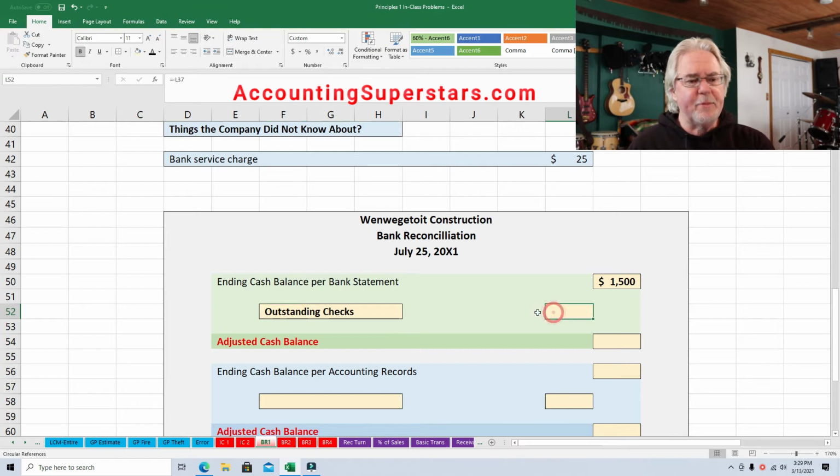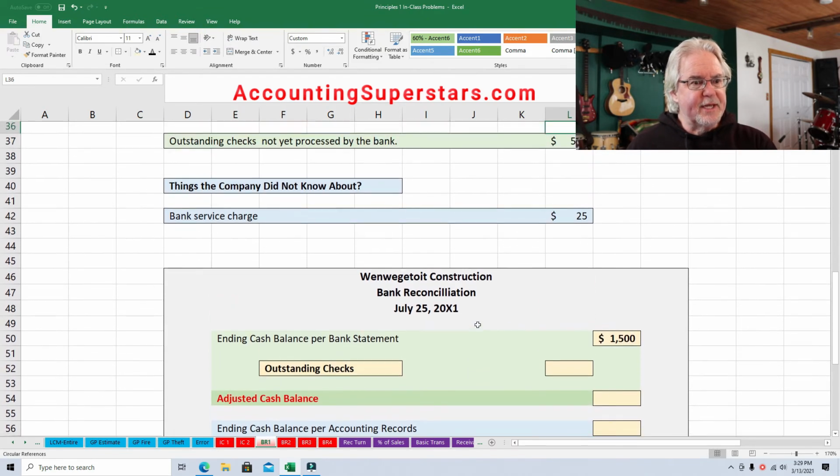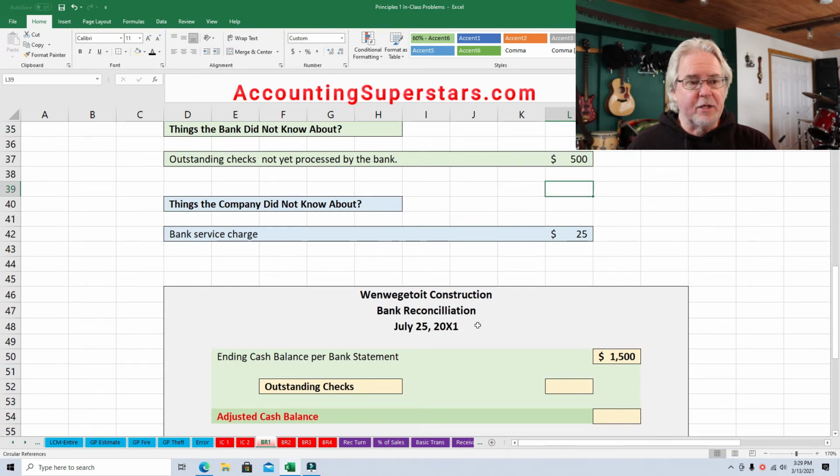All right, so let's go back and see how much they were. So let's go up and look. Those outstanding checks, $500 of outstanding checks. Those are checks that have not cleared the bank or been processed by the bank. $500. Now I'm subtracting it.